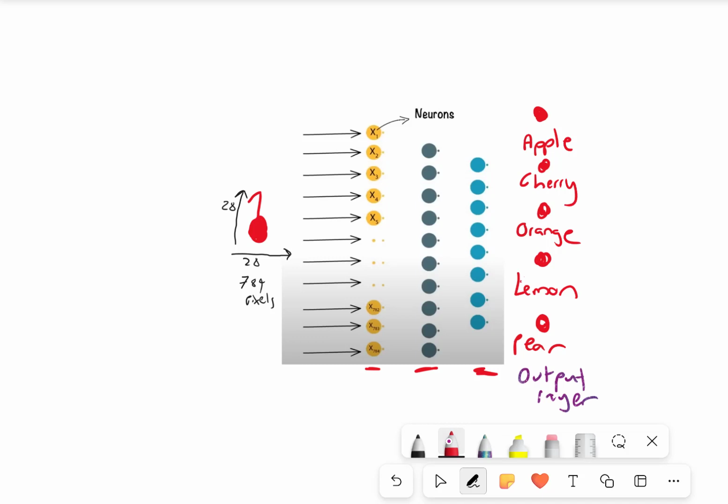What we're feeding into this neural network, and a neural network is a part of deep learning, is this image. This image is of a cherry. It's 28 by 28 pixels, which if we multiply them together, is 784 pixels. This is what we're feeding into the system. What we have here are neurons, but they're put into different layers. So this would be our input layer. These orange represent our input layer. The red here represents our output layer.